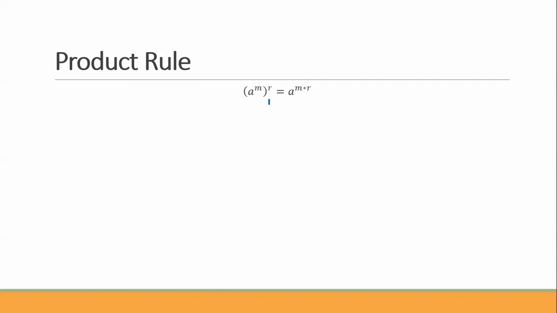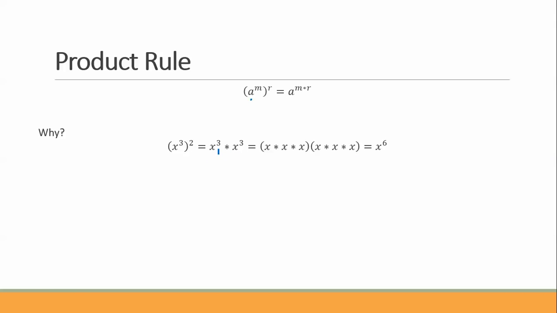Our power rule states if we have a base and an exponent to another exponent, we multiply our exponents. Why does this happen? If we have x cubed squared, that's saying x cubed is multiplied by itself 2 times, because for the squared, our base is x cubed. So that's x cubed times x cubed.